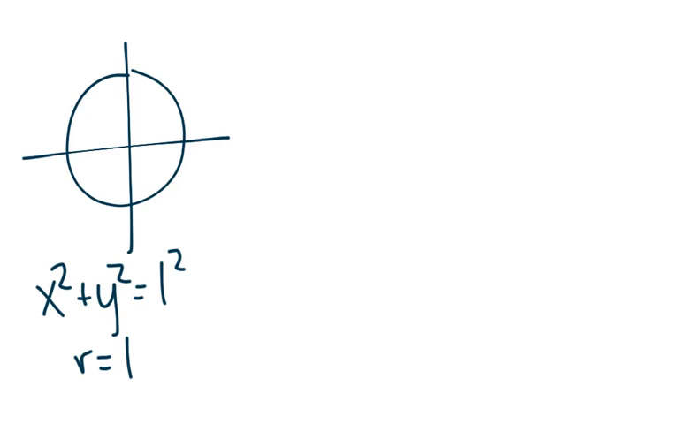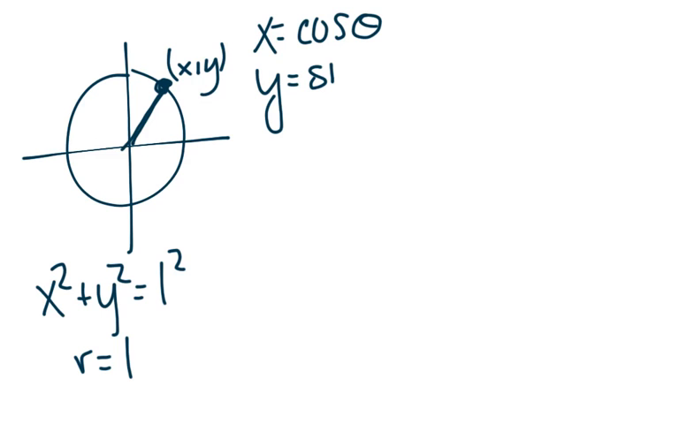For any given point on the unit circle, there is an angle theta that determines that point. The x-coordinate of that point is cosine theta, and the y-coordinate of that point is sine of theta, if this is the angle theta.